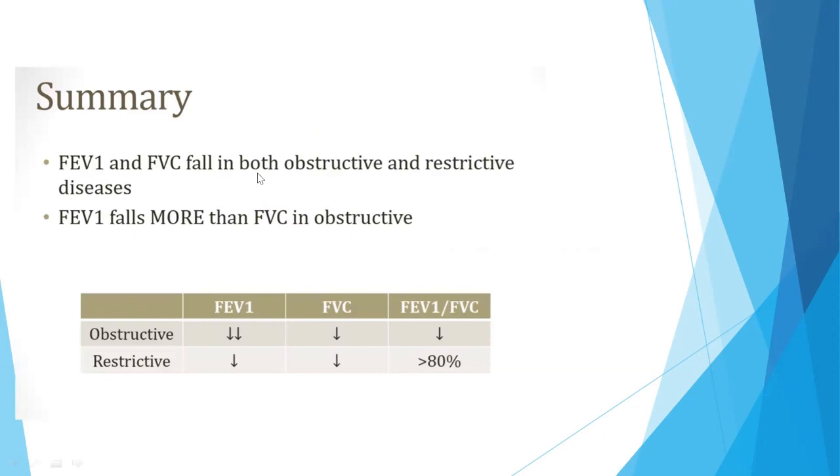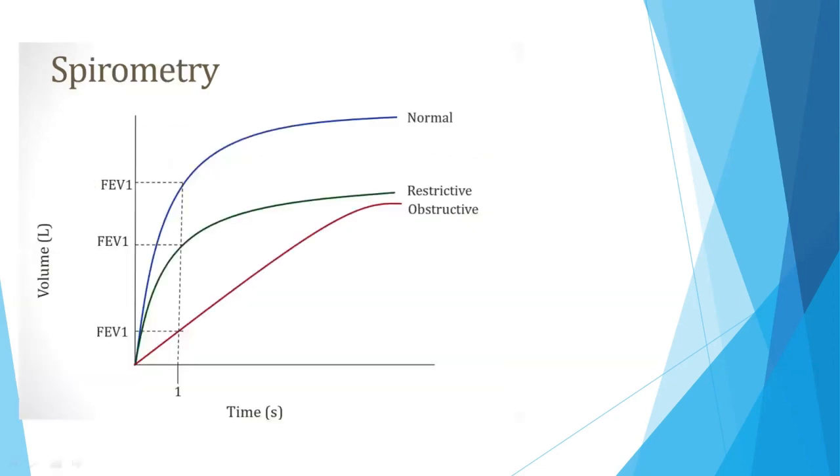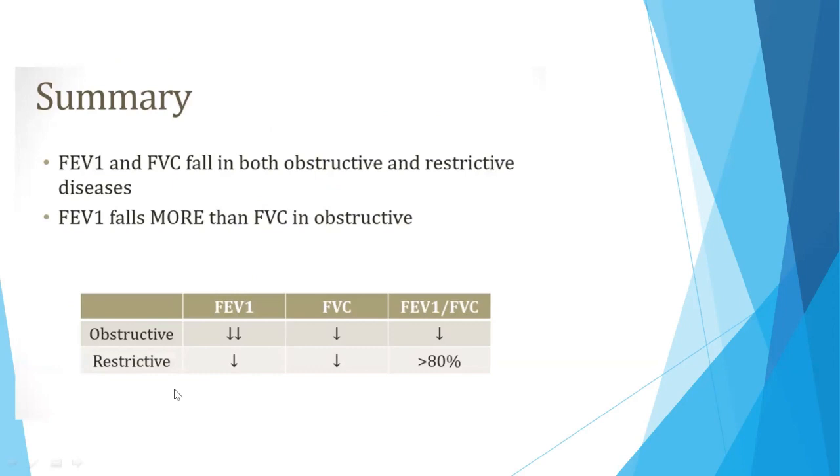So FEV1 and FVC fall in both obstructive and restrictive diseases, but FEV1 falls more than FVC in case of obstructive diseases. So FEV1 means forced expiratory volume at 1 second. Here you can see this is at 1 second, and FVC means forced vital capacity.